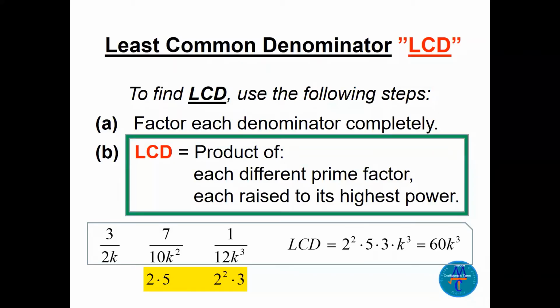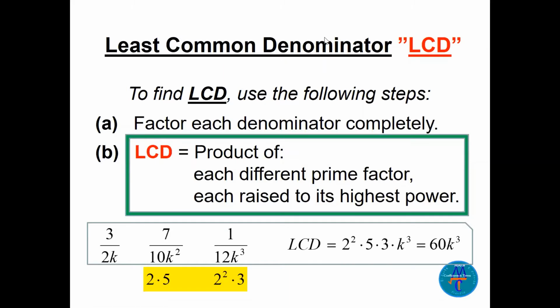Now let's go to LCD. This is so much important in mathematics. The idea of LCD. The meaning is the least common denominator. So when you are adding or subtracting fractions where you have different denominators, then you have to find the LCD, which will be the same denominator for both.